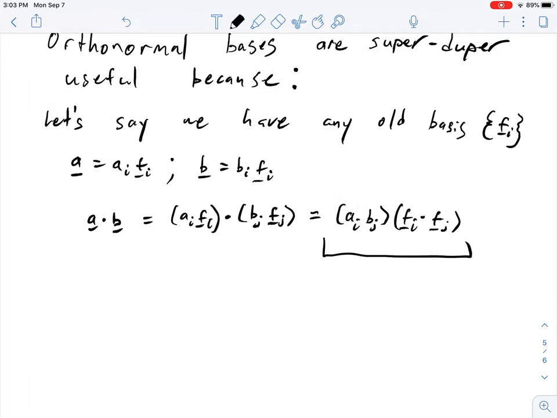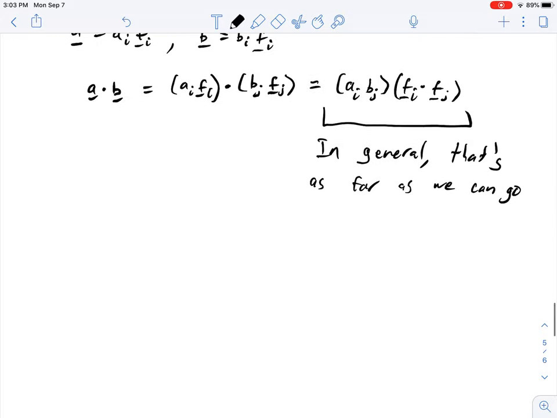All right, well, in general, that's about as far as we can go. But if the basis is orthonormal, then we can get to your typical inner product, dot product, components understanding of things. So if the basis now is orthonormal, then f_i dot f_j is delta_ij.